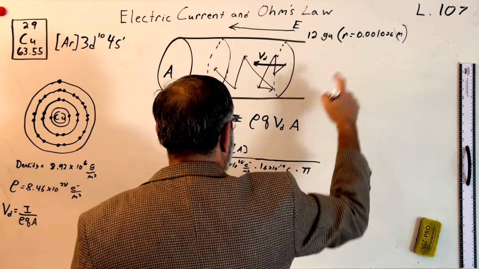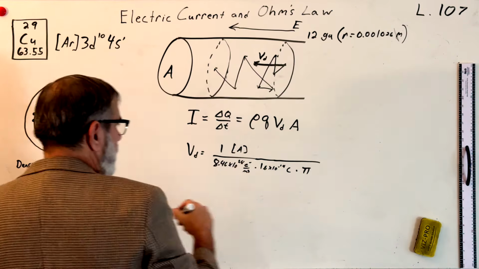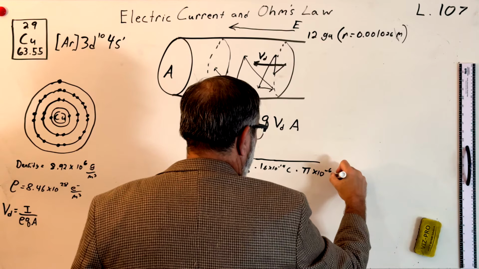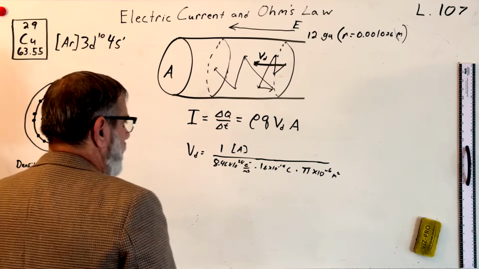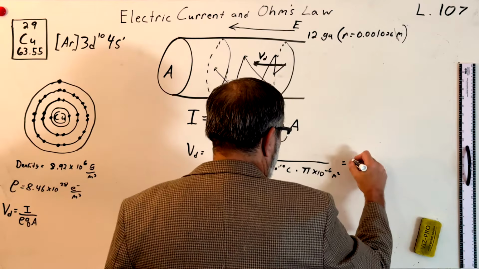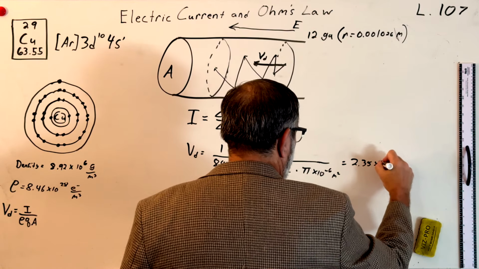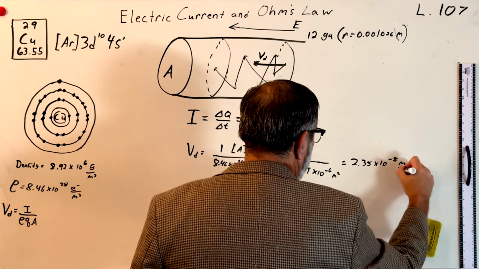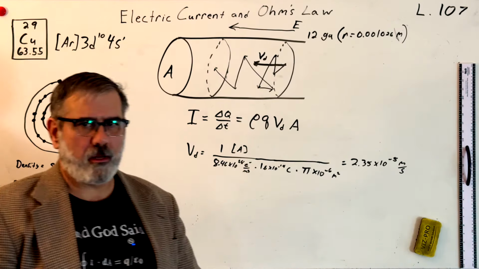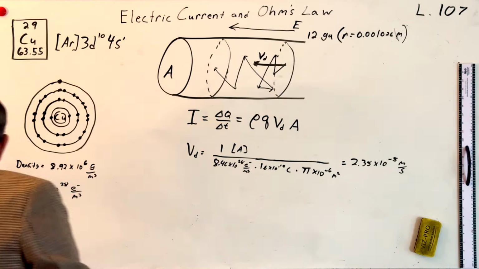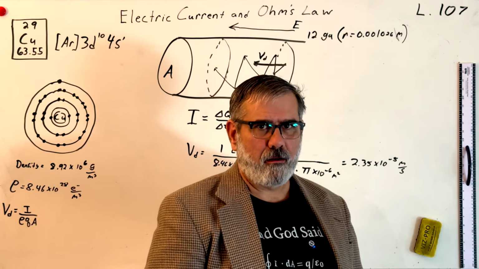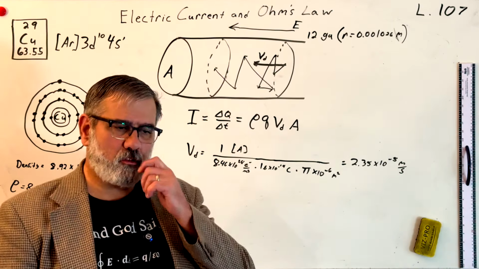So it'll be 0.001 squared, so we'll just call it pi times 10 to the minus 6, and that'll be in meters squared. And so if we punch that into a calculator, we should get 2.35 times 10 to the minus 5 meters per second. That's about 0.0002 centimeters per second. All right, so is that a fast speed or a slow speed, you think?